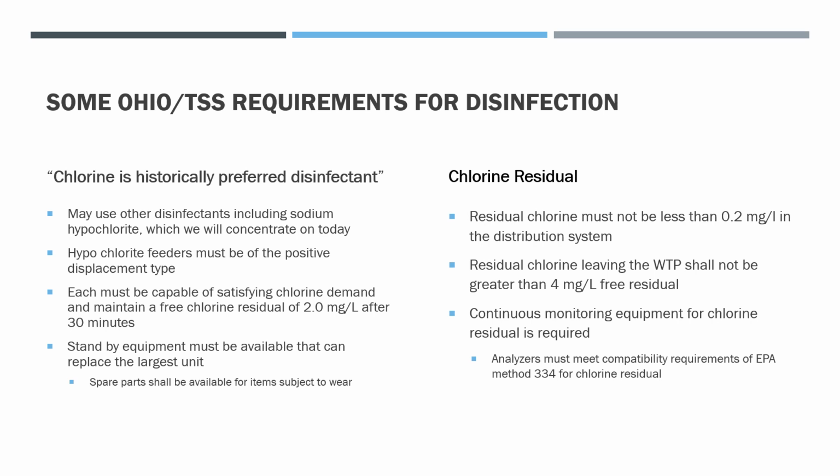If you're going to have hypochlorite, the hypochlorite feeders must be of the positive displacement type. And each one that you have must be capable of satisfying the chlorine demand plus maintaining a free chlorine residual of 2 milligrams per liter after 30 minutes. So after 30 minutes of contact time, you satisfy the chlorine demand, there still has to be 2 milligrams per liter 30 minutes later.